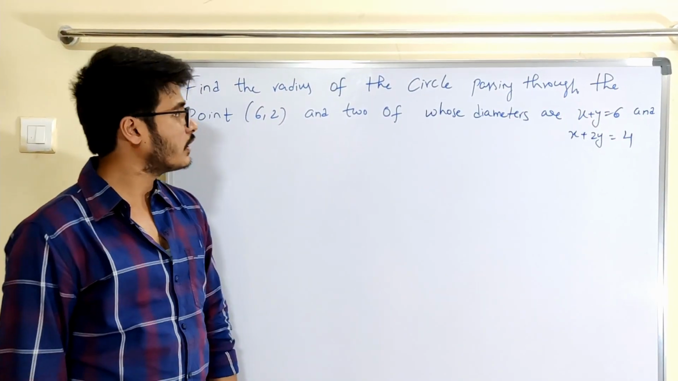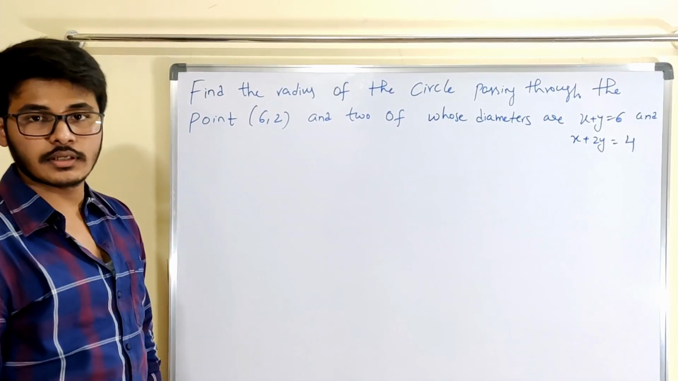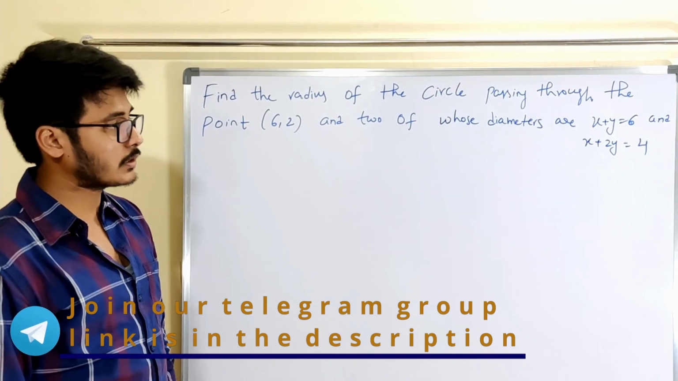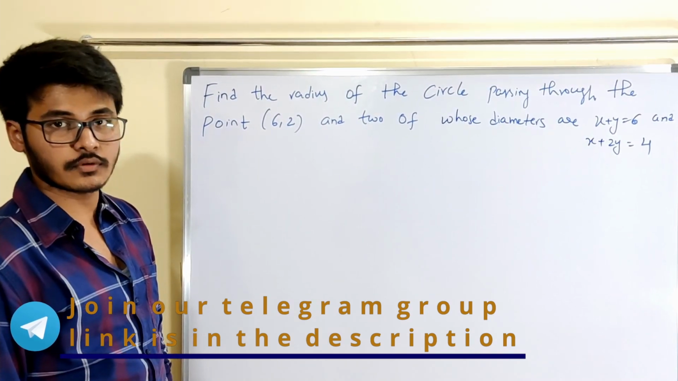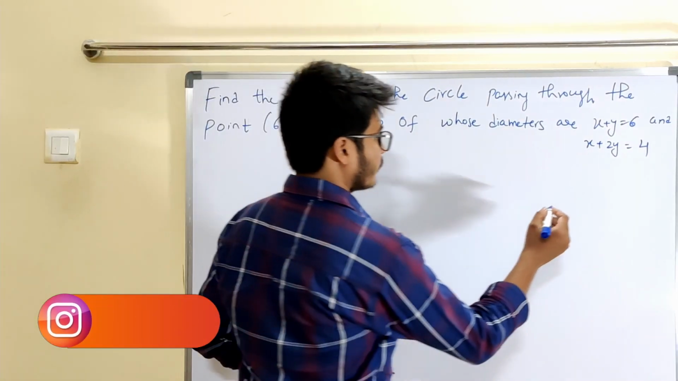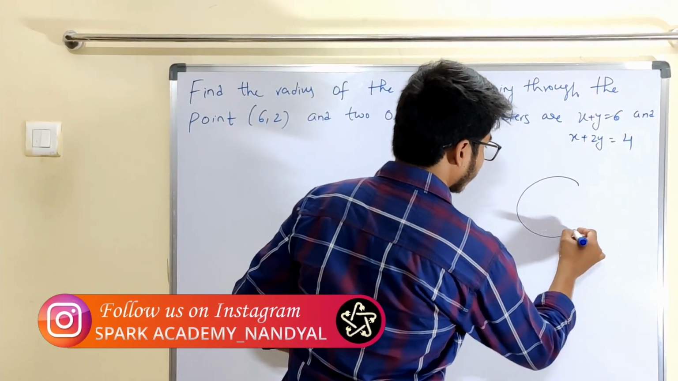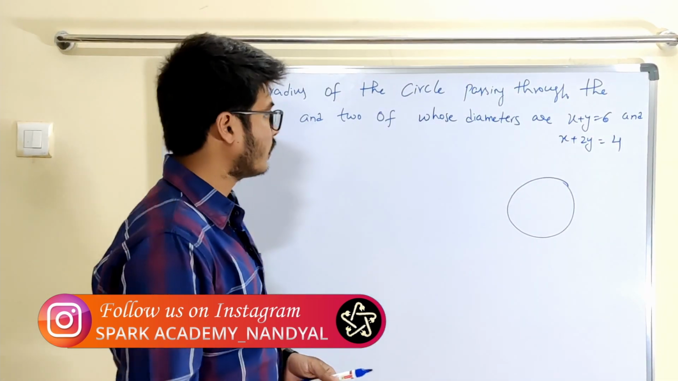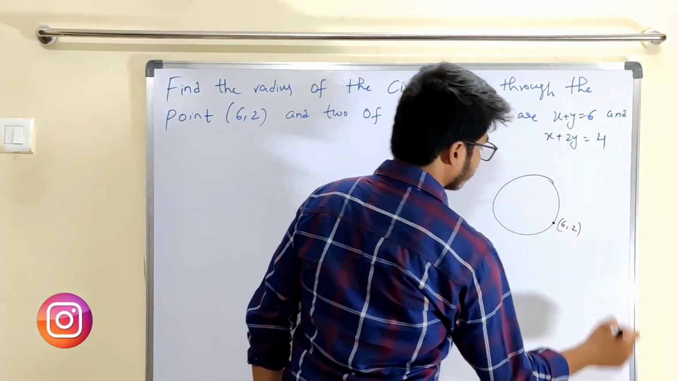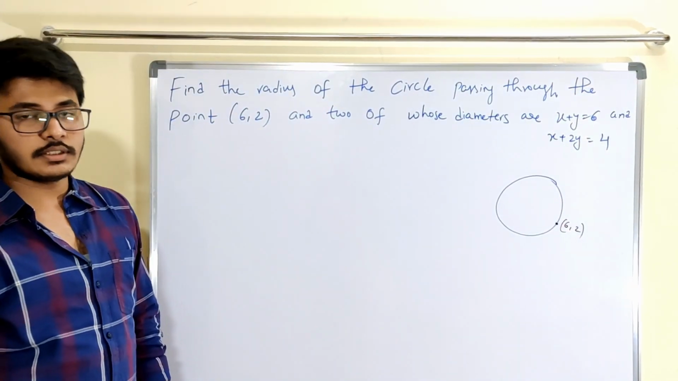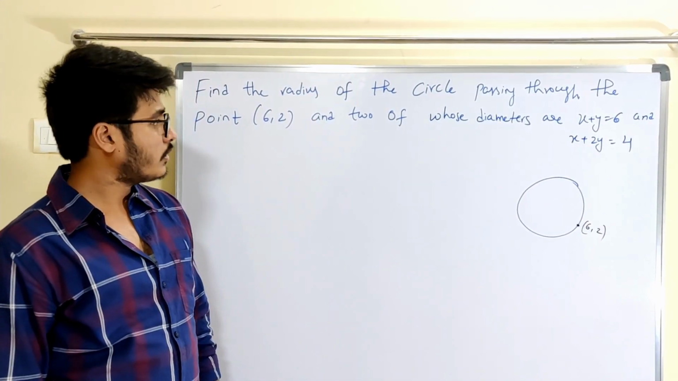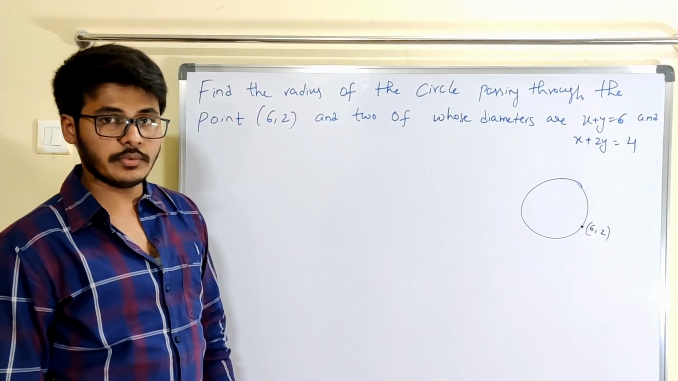Now we will see the final question. Here the question given is, find the radius of the circle passing through the point 6, 2 and whose diameters are x plus y is equal to 6 and x plus 2y is equal to 4. Here given that the circle is passing through the point 6, 2. This is a circle, and let us assume that point is here.